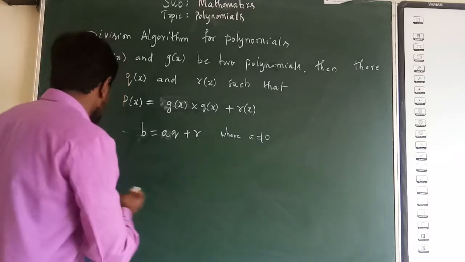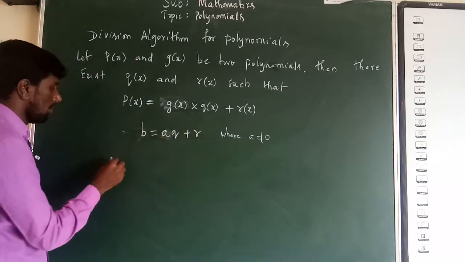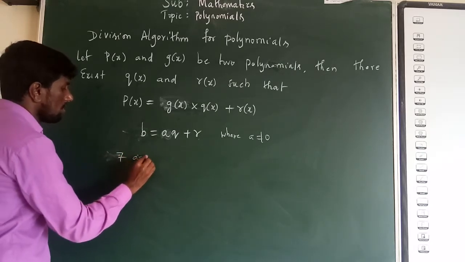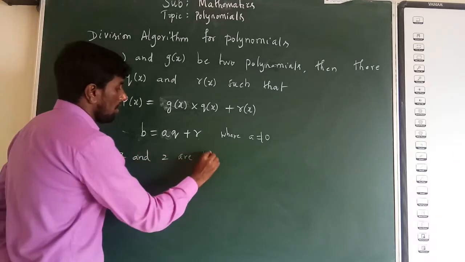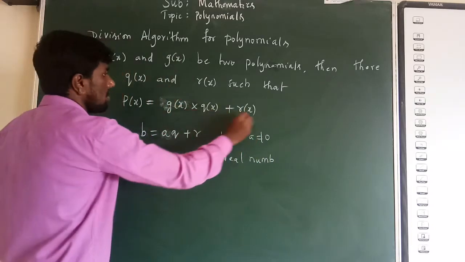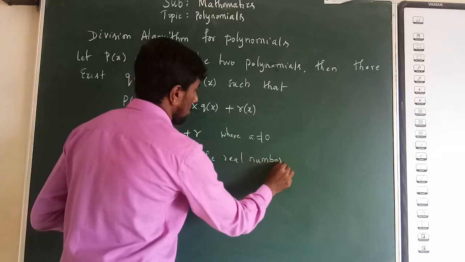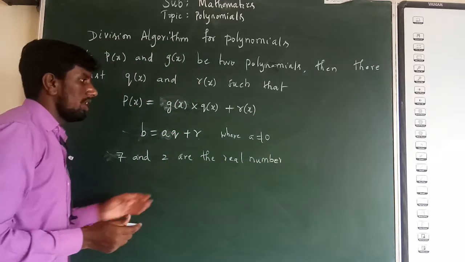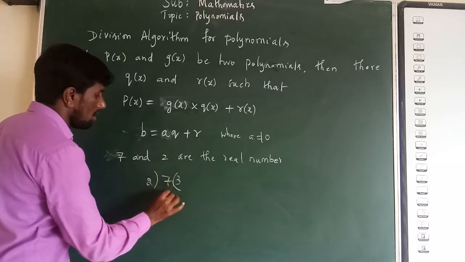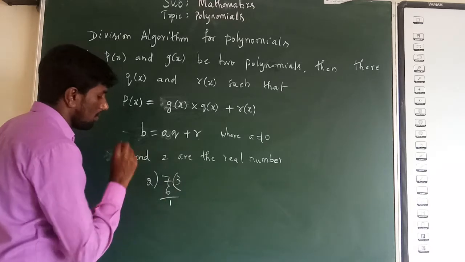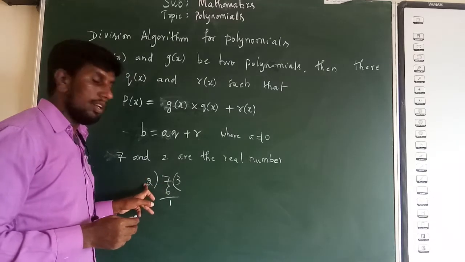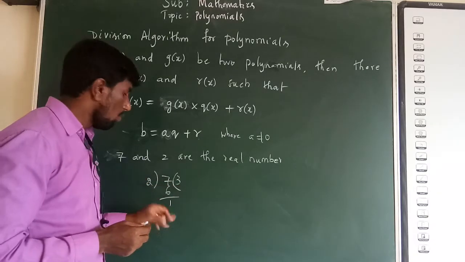So what is the meaning of this? Suppose I am taking two numbers, 7 and 2. Don't write this, right? Till this definition, I will give you an explanation. 7 and 2 are the real numbers. I am going to divide 7 by 2. What is the answer? 2 threes are 6. 7 minus 6 will become 1. Now 7 is the dividend, 2 is called the divisor, 3 is the quotient, 1 is the remainder.